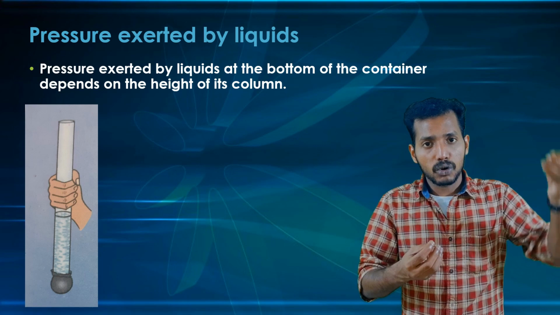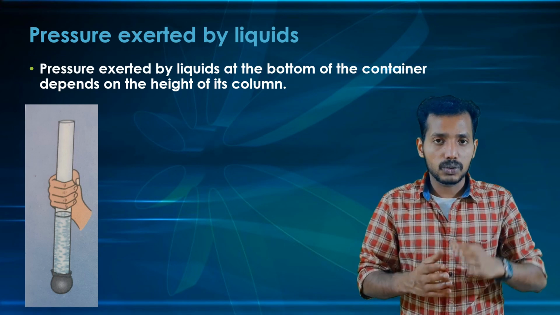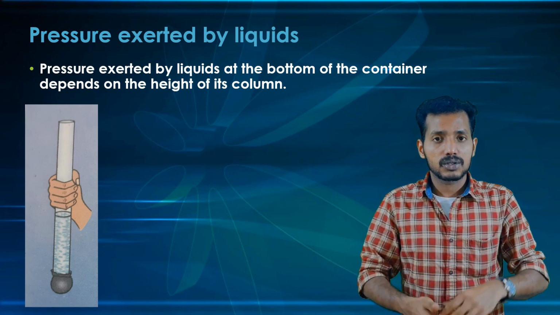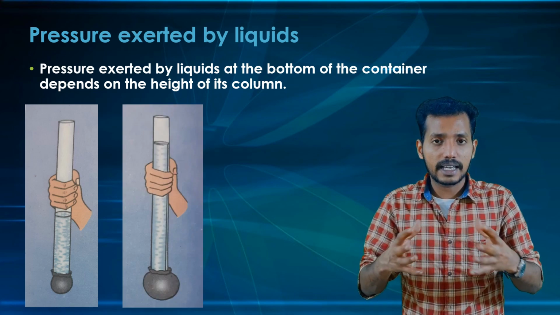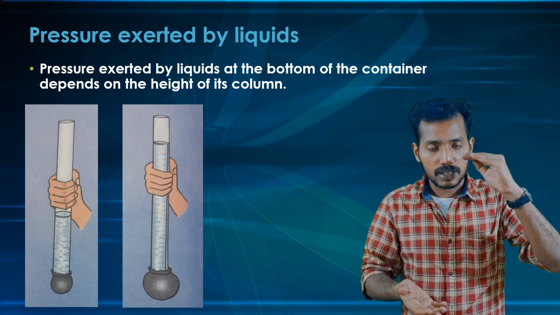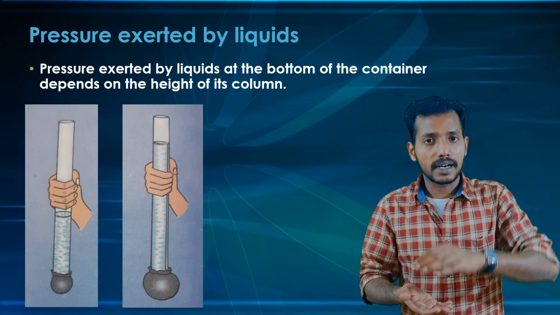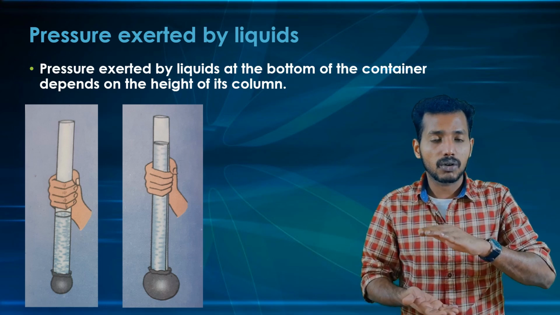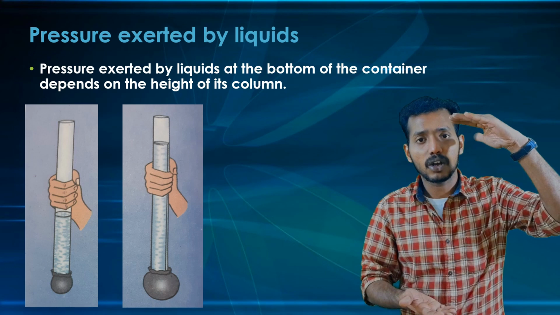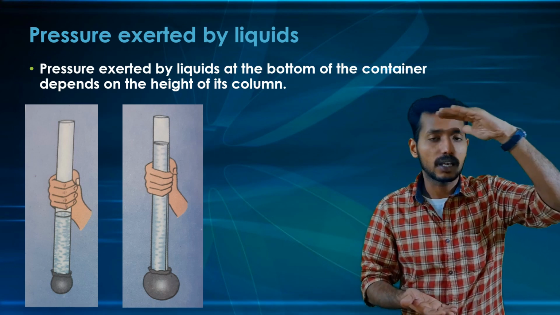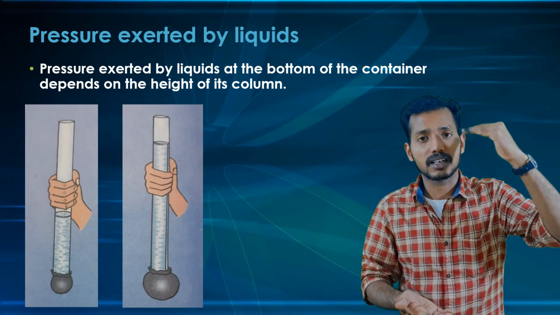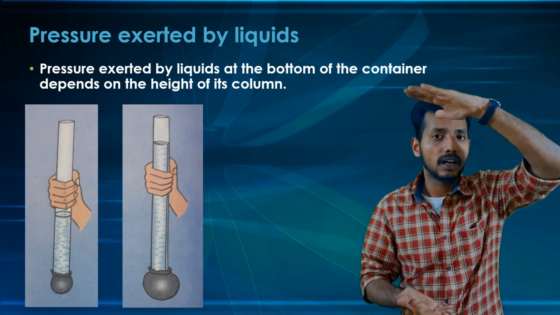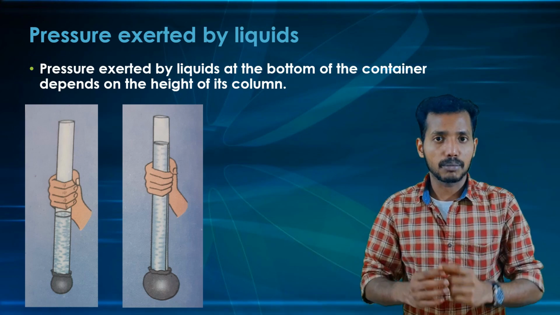Now we are adding more water into the glass tube to increase the level of the water, so you can see that the size of the bulging increases. This indicates that the pressure exerted on the bottom of the container depends on the level or height of the liquid or water in that column or tube. Or generally we can consider the height of the liquid. So that is a very important thing.